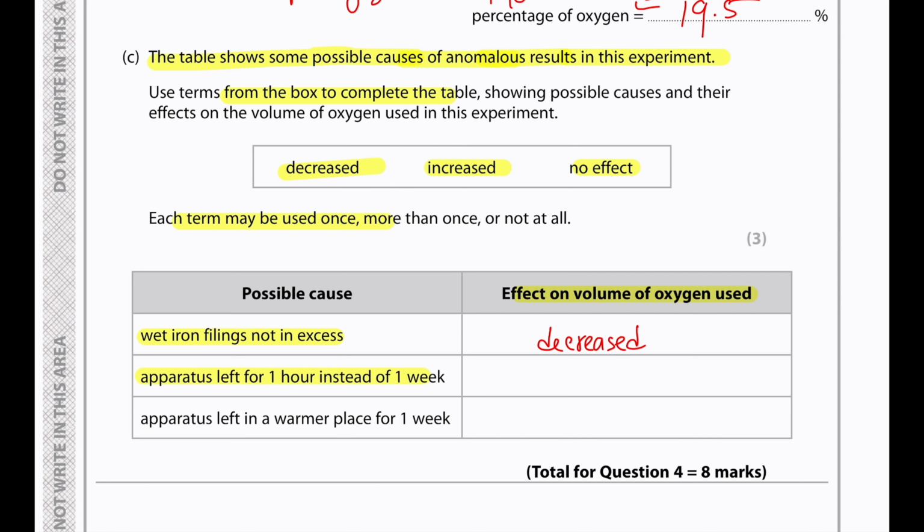Apparatus left for 1 hour instead of 1 week. Definitely less amount of oxygen will be used, so decreased. Apparatus left in a warmer place for 1 week. Because the reaction is totally complete after 1 week, it doesn't matter, no effect.